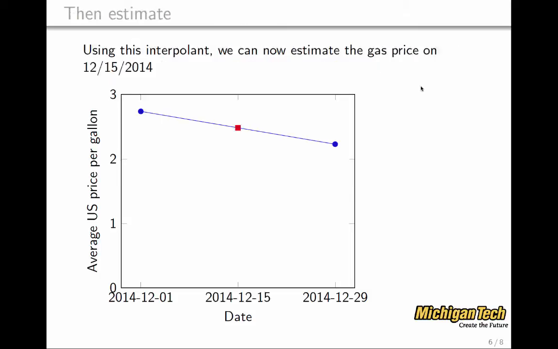Once we have the linear interpolant, we can now use it to find or estimate what the gasoline price would be on the 15th of December. So this makes sense graphically. What do we do with equations?